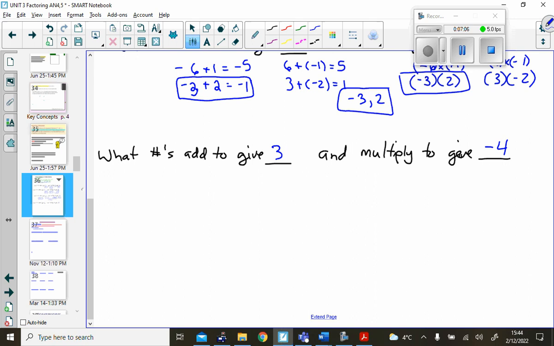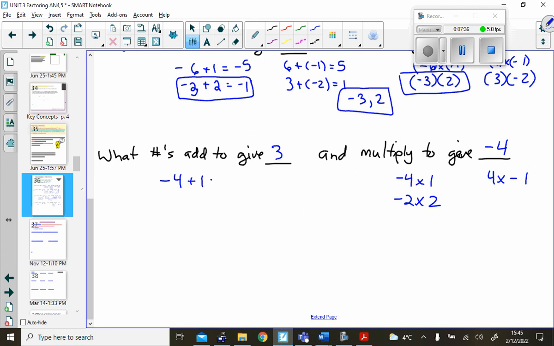So negative 4 could be negative 4 times 1, or positive 4 times negative 1. Or it could be negative 2 times 2, or 2 times negative 2, which would be the same thing. So let's look at what each of those 3 things adds to give.